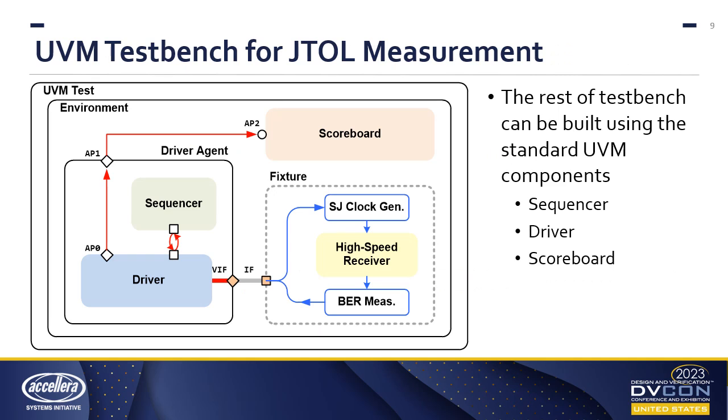With this fixture module enclosing the high-speed receiver model and its instrumentation, described with XModel primitives, we can now build the rest of the test bench using the standard UVM components. Namely, we will take a look at the sequencer component, driver component, and the scoreboard component that can collectively measure the jitter tolerance of this high-speed receiver model.